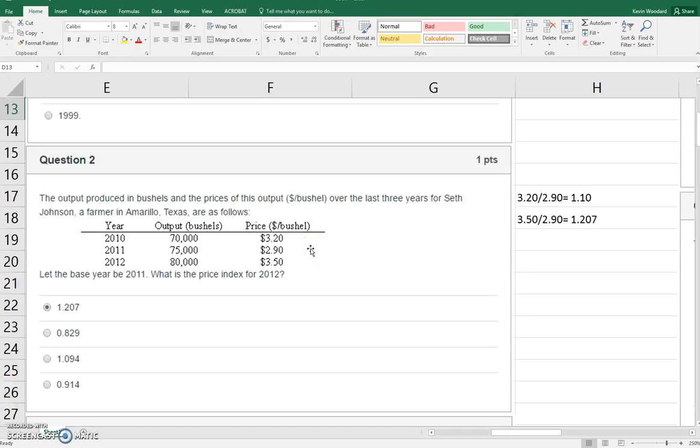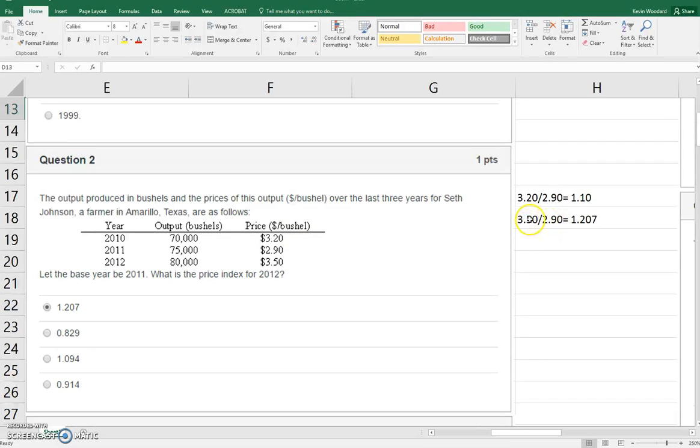So when we go back and we compare those to the other ones to come up with the price indexes, the first one is $3.20, and we know that the base year was 290 because this is our base year. So we have the 320 divided by 290, and that's going to equal 1.10. So that's our index for this first group for 2010.